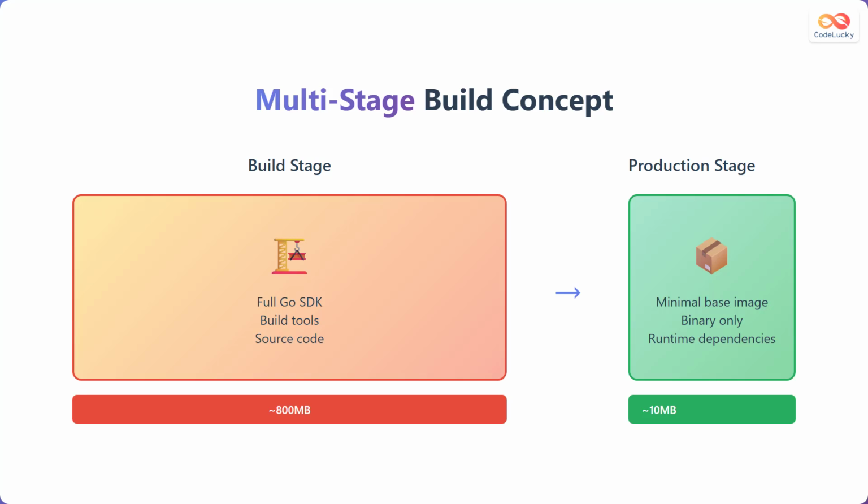However, for production, we only need the compiled binary, not the entire Go toolchain. The production stage uses a minimal base image like Alpine Linux and only copies the compiled binary from the build stage. This results in a final image that's approximately 10 megabytes, a dramatic reduction in size. Smaller images mean faster deployments, reduced storage costs, and improved security through a smaller attack surface.